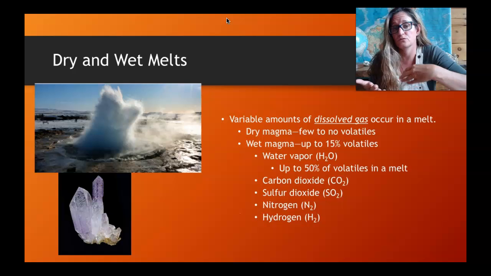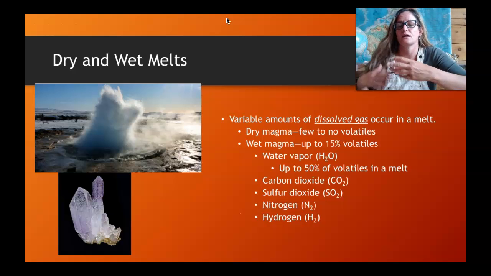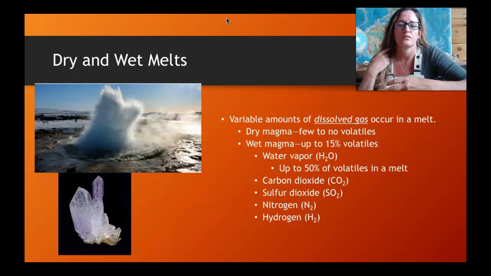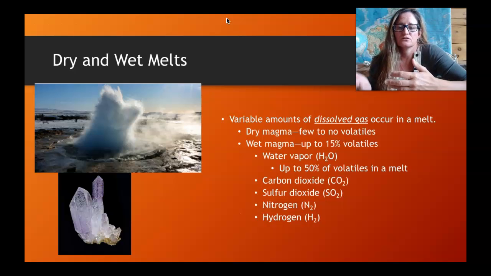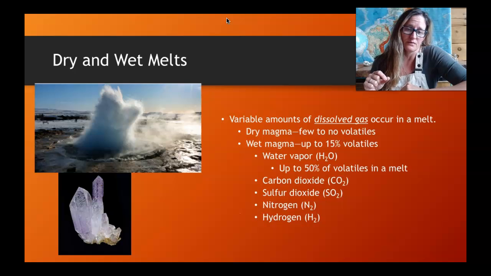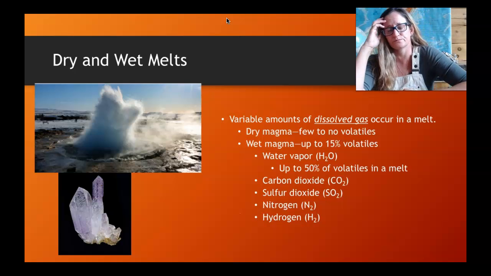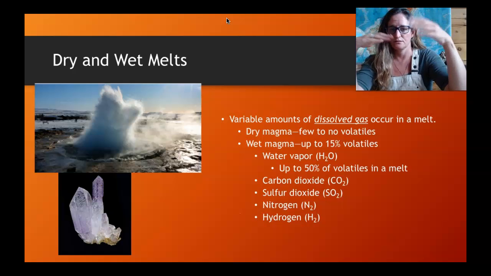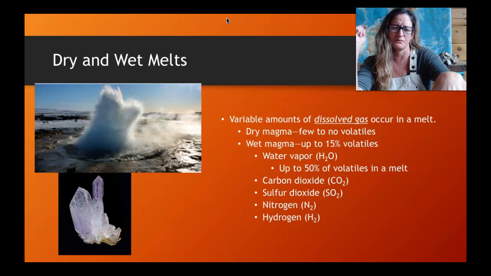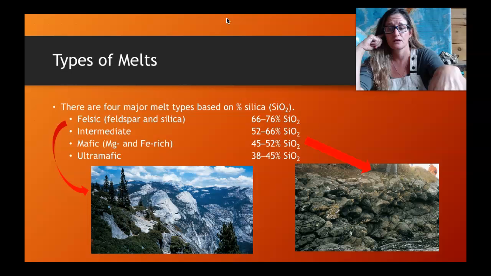In addition to the oxides and other cations in that magma, there are going to be gases. So magmas can be wet or dry. Volatiles here again sometimes just means water. Volatiles means like what can evaporate off. So here's a list of the different volatiles, like water vapor. Up to 50% of the volatiles in a melt would be water vapor, but also carbon dioxide, sulfur dioxide, nitrogen, and hydrogen. Those are all gases dissolved in that melt. That's going to matter later when we talk about volcanoes.